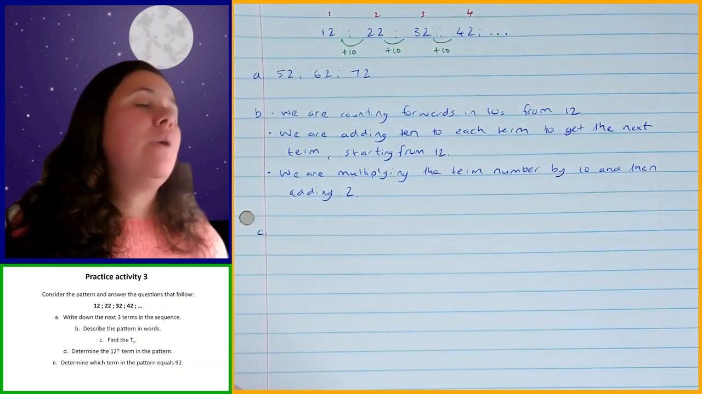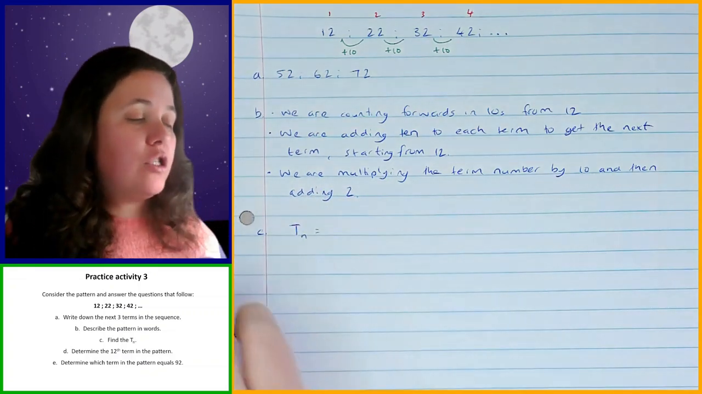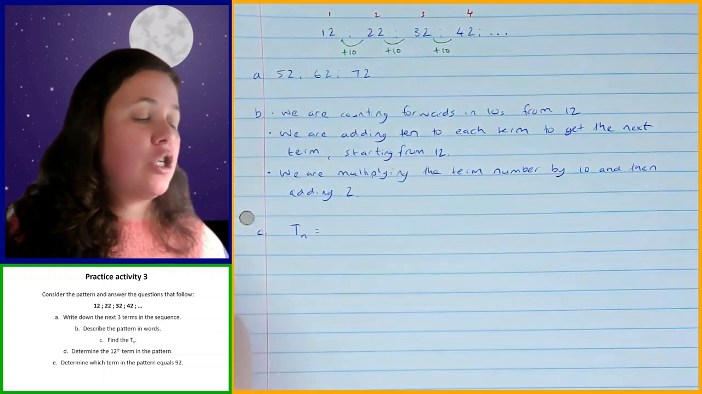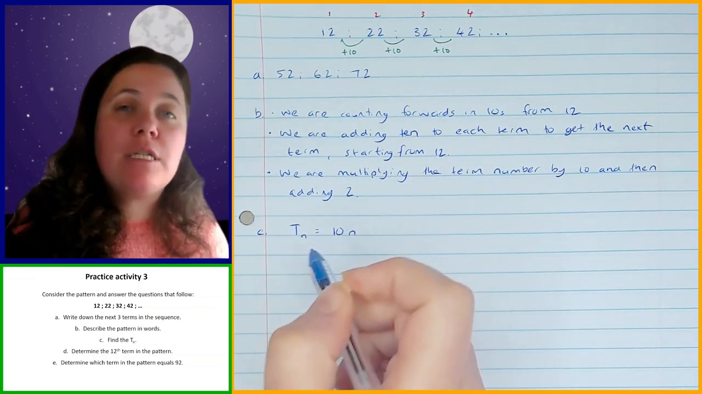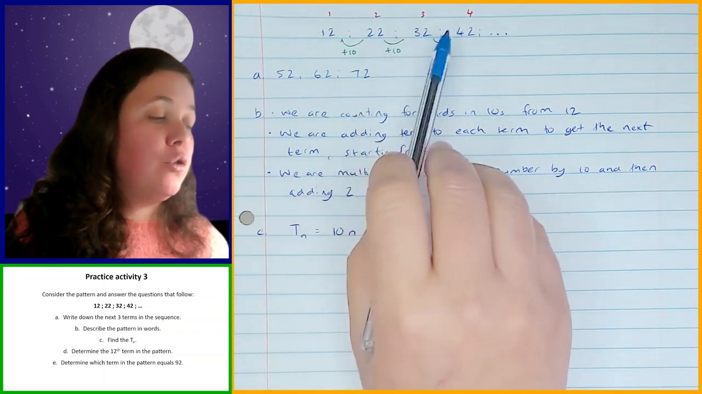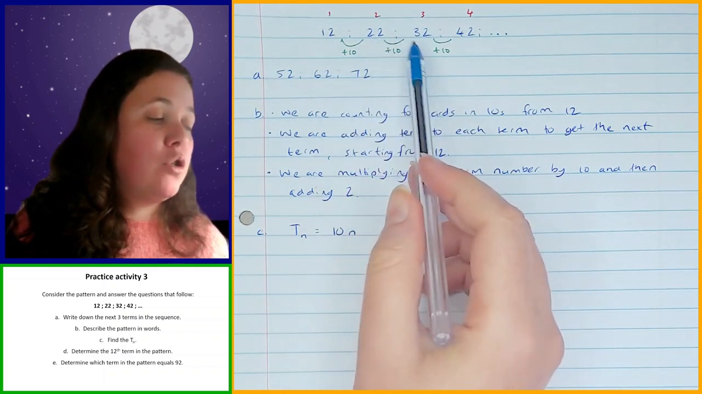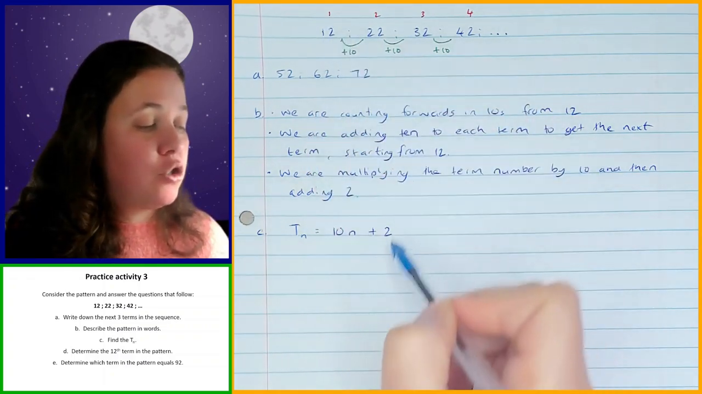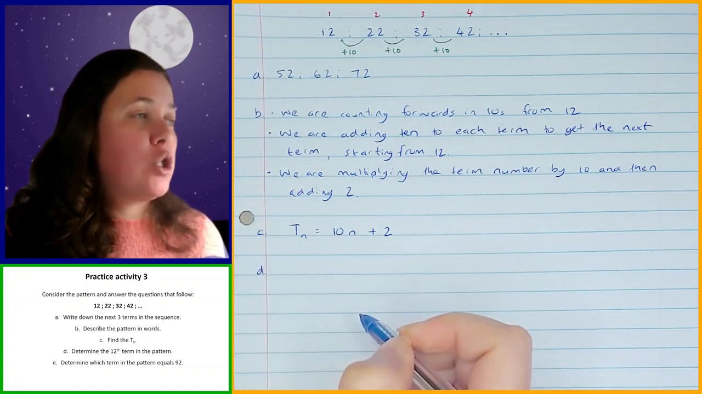Question C. We need to find Tn, the rule. So Tn is equal to, first of all, when I found my common difference, I found that it was 10. So it's going to be positive 10n. I'm starting off with Tn equals 10n. But if it was just 10n, my pattern would be 10, 20, 30, 40, 50. But it's not. It's 12, 22, 32, 42. So how do I get from 10, 20, 30 to 12, 22, 32? I need to add 2. To get from 10 to 12, I must add 2. So over here, I plus 2. So that's my rule. In question D, I have to determine the 12th term in the pattern.